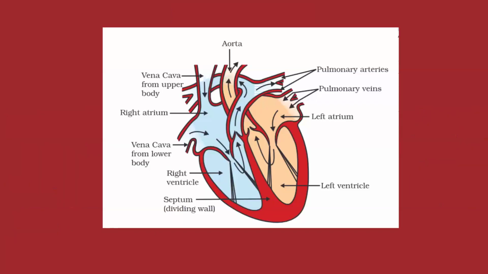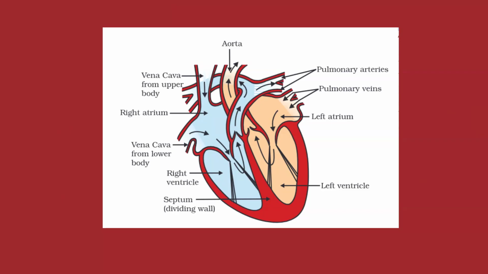So here, this portion, the names of the parts of the heart, is very important. Each and every part, most of the time, will be asked as a picture-based question. So first you can see the pulmonary artery and pulmonary veins, left atrium, left ventricle, septum, right ventricle, vena cava from the lower body, right atrium, vena cava from the upper body, and aorta.